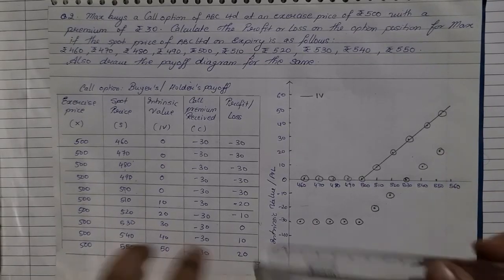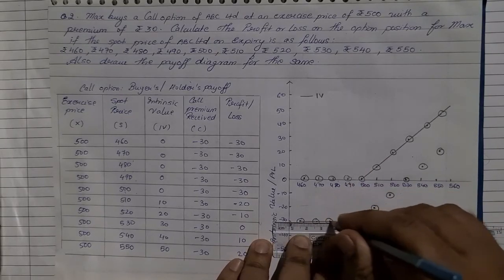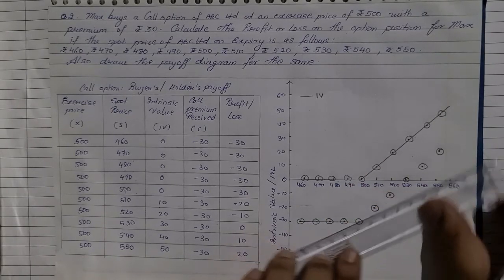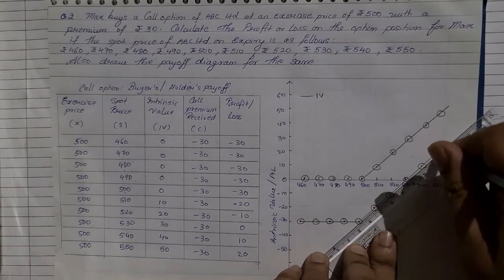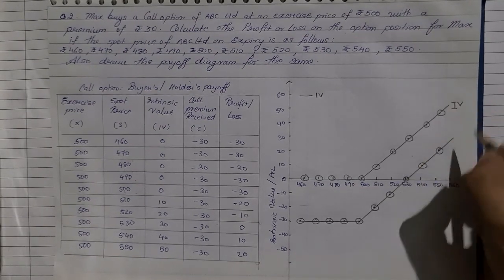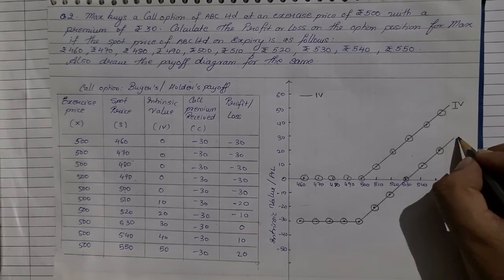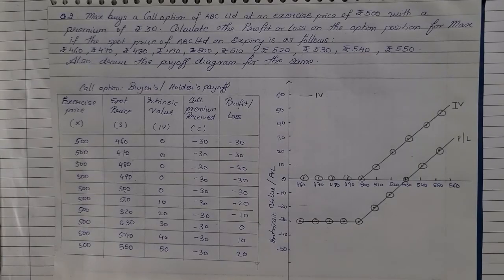And here again, from the start till the point where your spot and exercise are equal, it is a flat line. Thereafter there's going to be an increase. So the first curve was my intrinsic value, and the second curve is my profit and loss curve. This is how we have to solve the sum based on call option when they have given us the buyer's payoff. So this was the tabular way, and this is the graphical representation of the same.